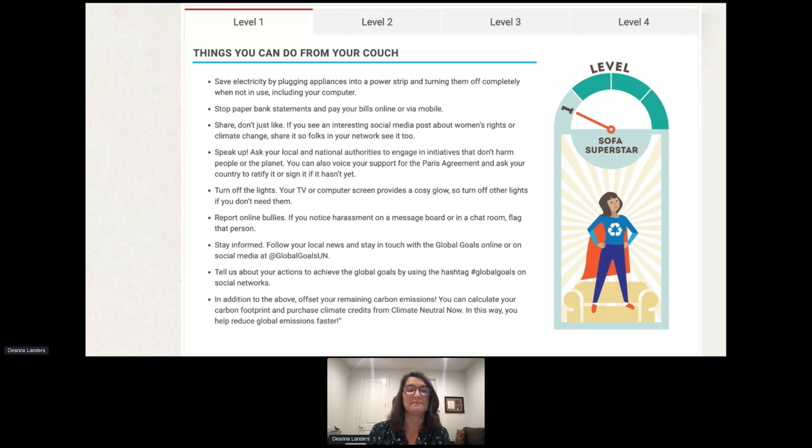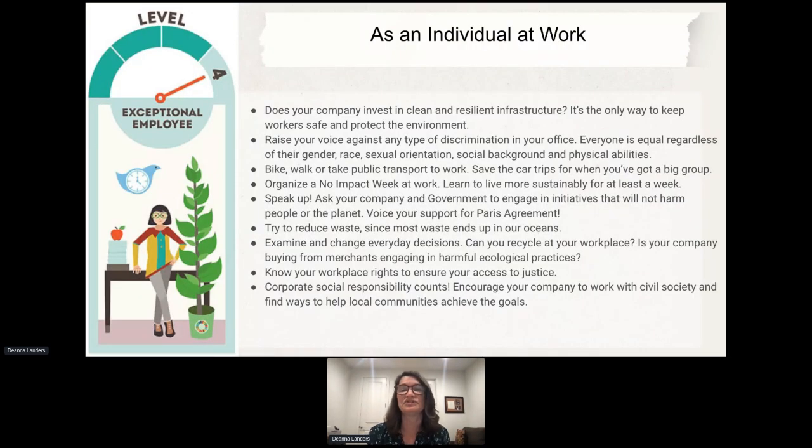For level 1. When you go to level 2, that's things you can do from within your house. And then level 3 is outside your house. I'll leave those to you to look at on your own later. But I will go to level 4, which is things you can do as an individual at work. So, since we're talking about the work environment, this is not their entire list.